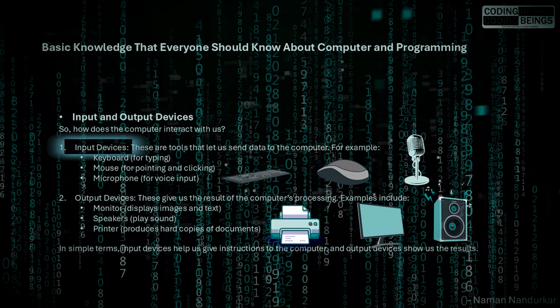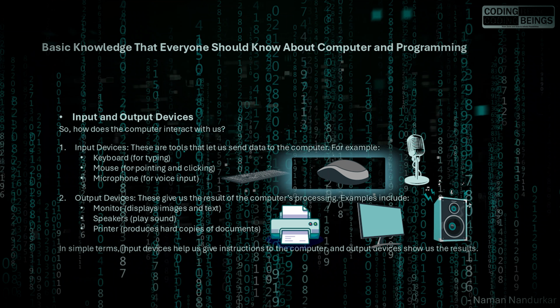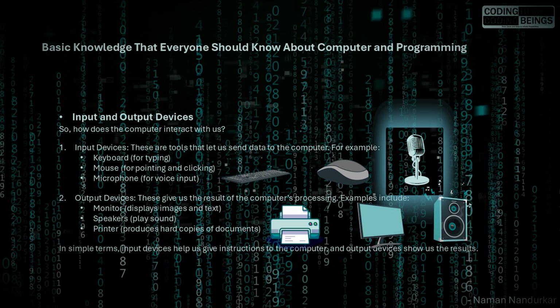So how does the computer interact with us? It interacts with us with the help of input and output devices. So what do I mean by input device? Input devices are tools that let us send data to the computer. For example, keyboard for typing, mouse for pointing and clicking, microphone for voice input.